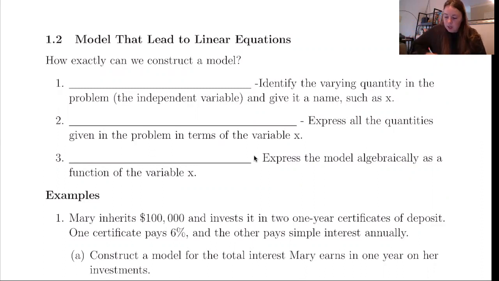So these ones have a set way in your textbook, which is really nice. So how exactly can we construct a model? First, we're going to choose the variable, which seems a little wacky. So choose the variable. Identify the varying quantity in the problem, the independent variable, and give it a name, such as x.